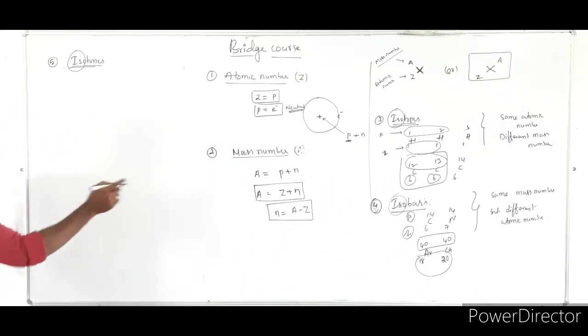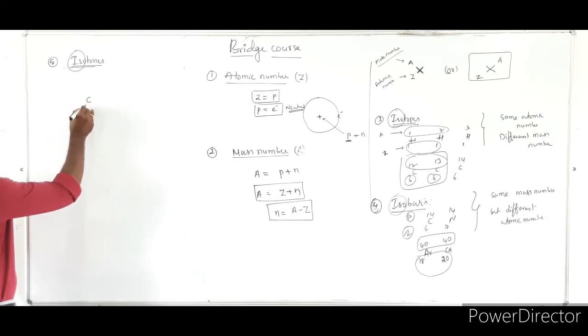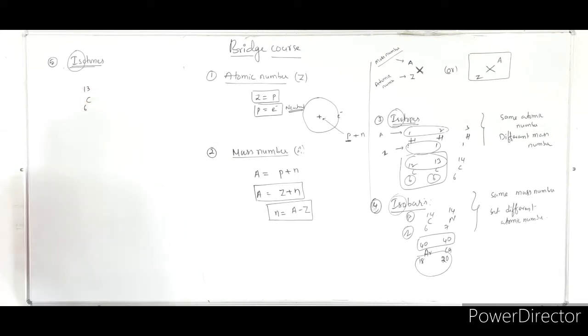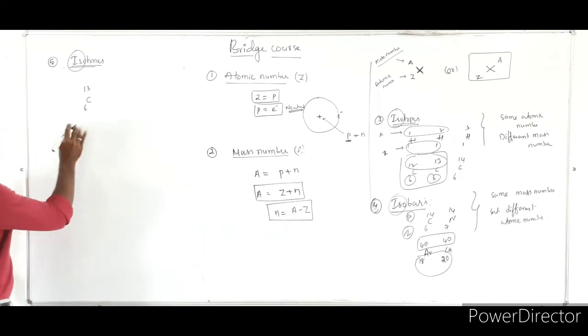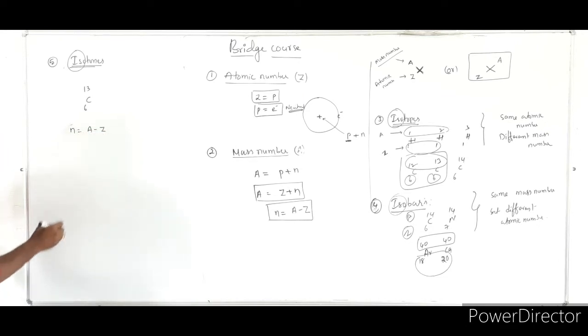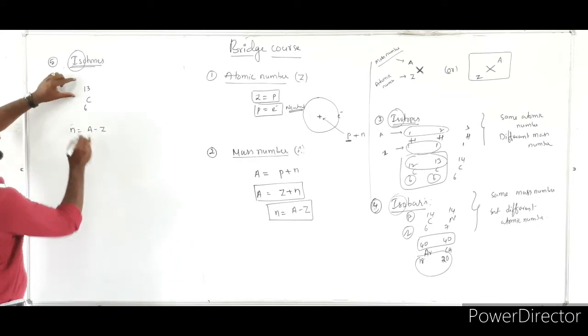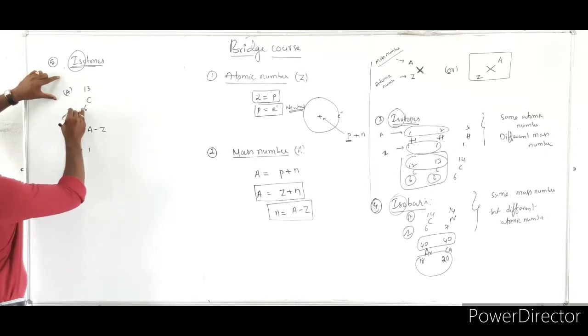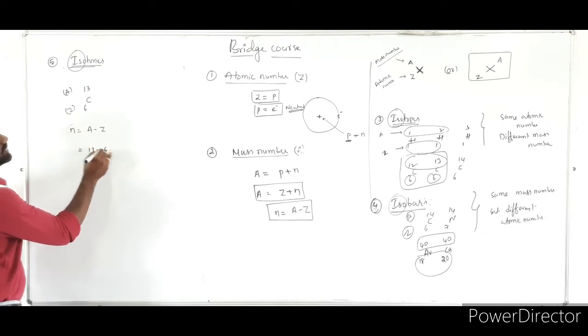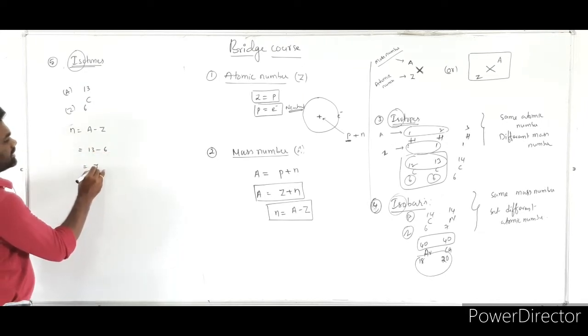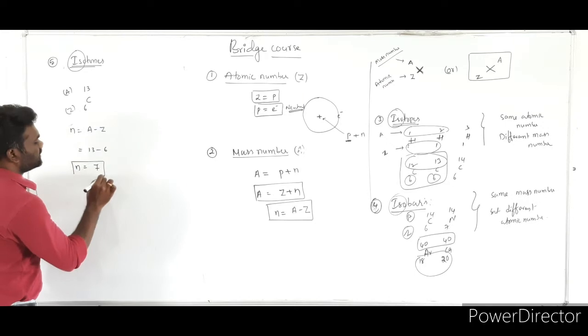For understanding purposes, I am taking carbon 6-13. In this case, you can find the number of neutrons. The formula for the number of neutrons I already wrote: N is equal to A minus Z. The A value given is 13, this is the mass number, and this is the atomic number. So 13 minus 6 is equal to 7. The number of neutrons is equal to 7 here.